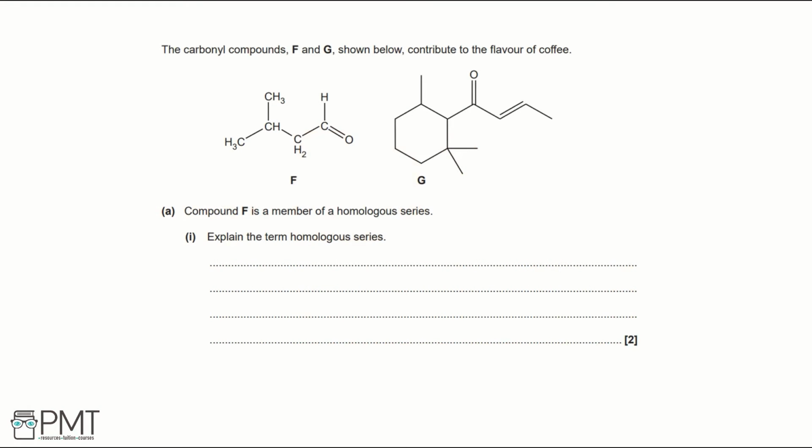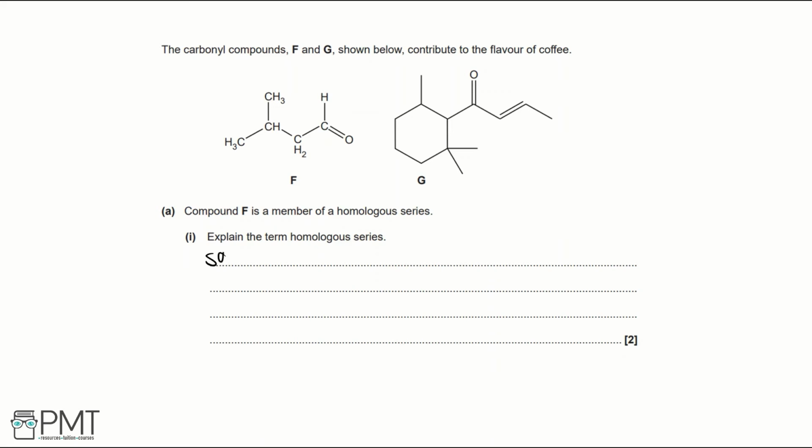The carbonyl compounds F and G shown below contribute to the flavour of coffee. Part A. Compound F is a member of a homologous series. Part 1. Explain the term homologous series.